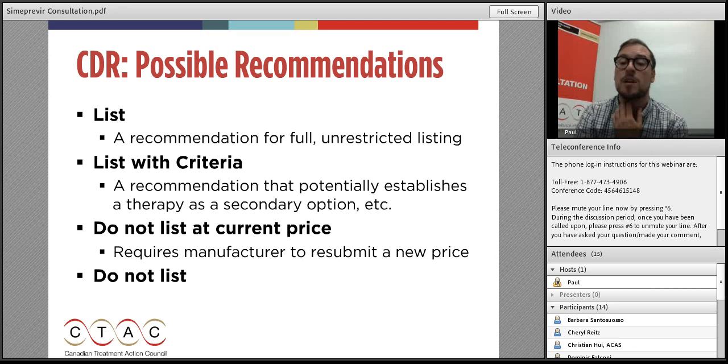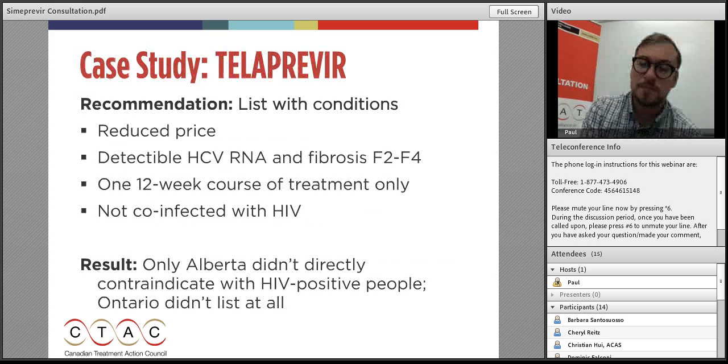And then the fourth, which has not happened very often in HIV, certainly has not, to my knowledge, happened ever in hepatitis C since the Common Drug Review came into existence in 2003, is a do not list, which is saying the medication may be safe and effective, but it's certainly not cost effective, and it actually may not be effective in comparison to currently available medications. These are the options that the Common Drug Review has.